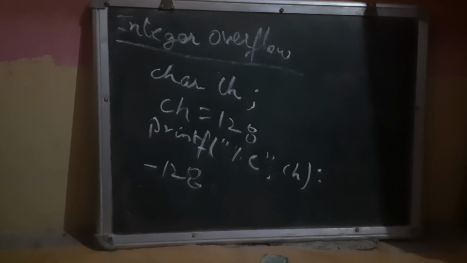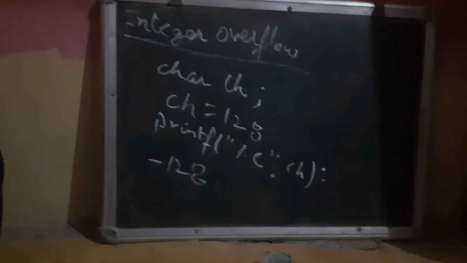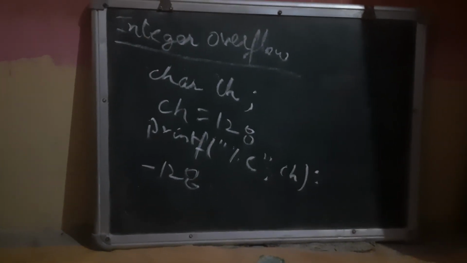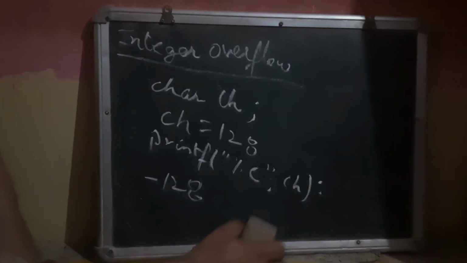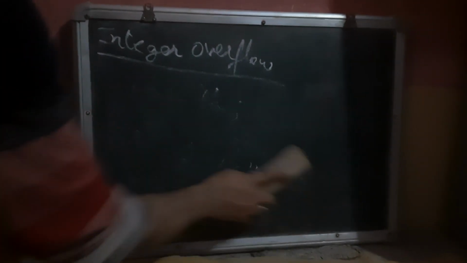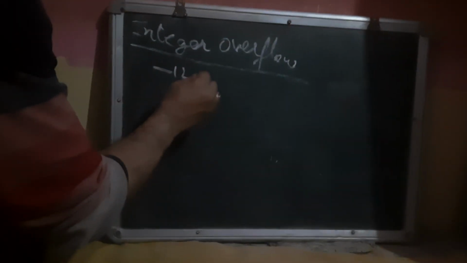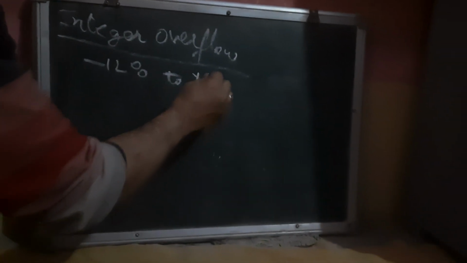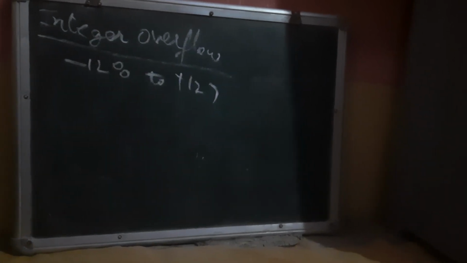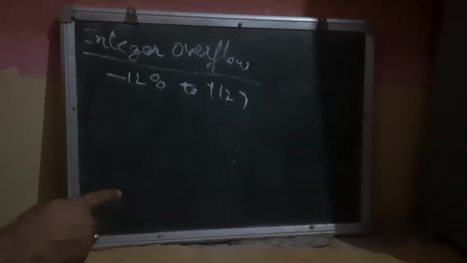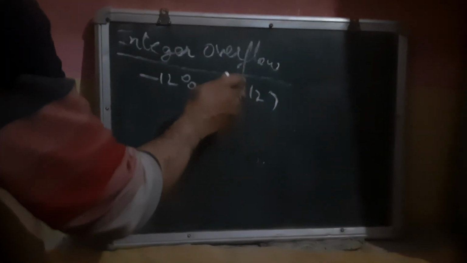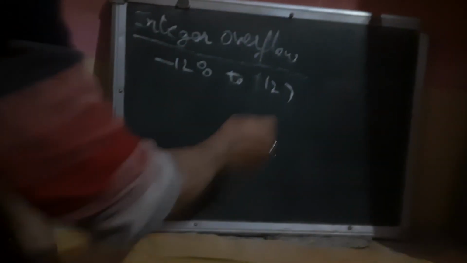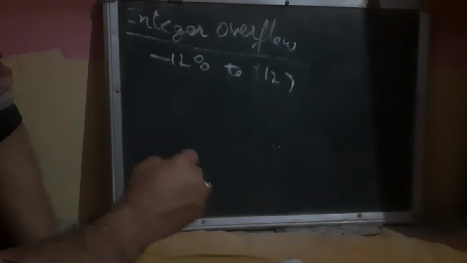How did it become -128? When I tried 128, it should have been printed like this. How come it is showing -128? Let us understand this and explore it a little further. Now, as I told you, the character has a range from -128 to +127. It means the value that we assigned to the character variable ch was outside the range. It was 128, more than the positive side of the range. Now what does it do in that case?